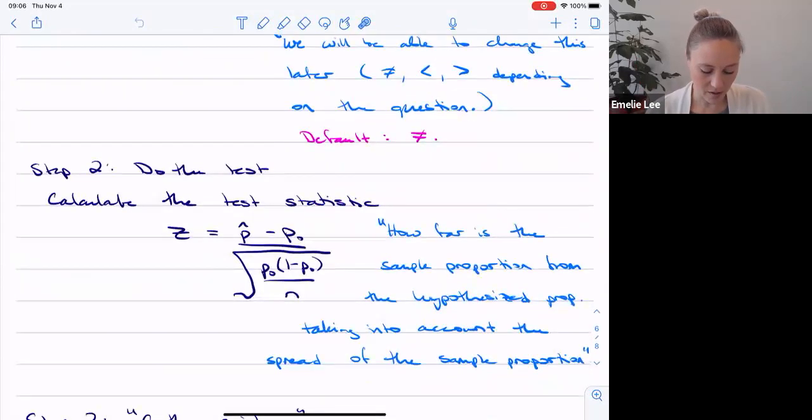So in step 2, instead of calculating the confidence interval, which is what we were doing, now we're going to calculate the test statistic. The test statistic is basically going to say how far is p-hat, how far is my sample proportion from the hypothesized proportion, assuming the null hypothesis is true. So then I look at the spread, and how extreme is my sample proportion compared to what I thought was happening.